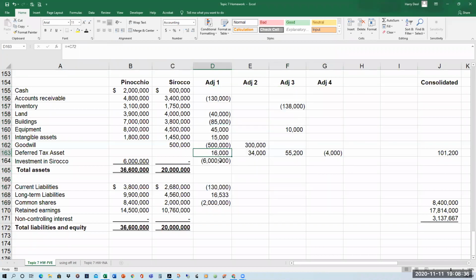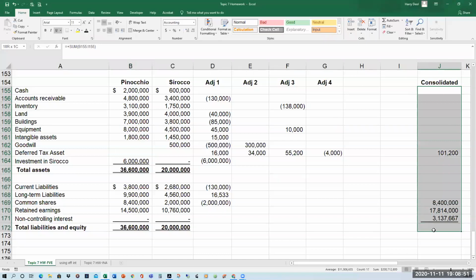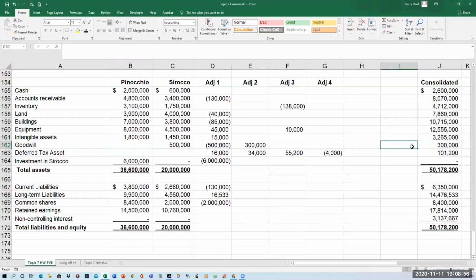Oh yeah, the investment account needs to be wiped out, right? So we can't have the investment in Sirocco showing up. That needs to be wiped out for the consolidated balance. So if we were to go ahead and calculate the totals now, we'll get a total for the consolidated balance sheet, $50,178,200. And that, my dear friends, was the solution to the homework problem.